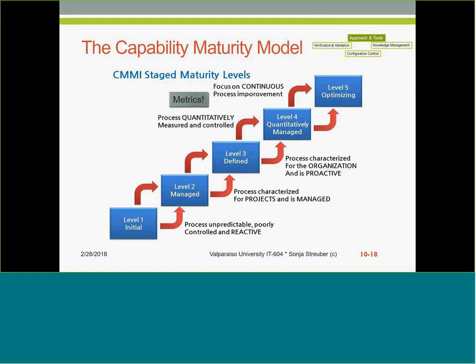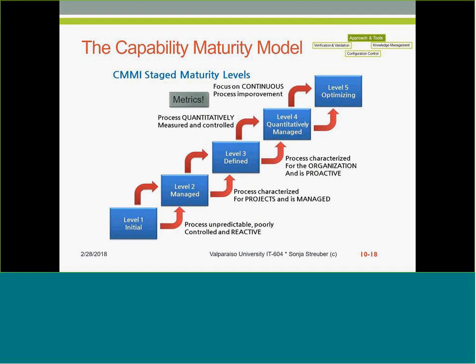And then level 4 is where we are starting to use the numbers that we collect in level 3. Remember, you can't manage what you don't measure, right? We use the numbers that we collect in level 3 and in level 4 and going forth, right, to evaluate the performance or the goodness of our processes and our products, right?